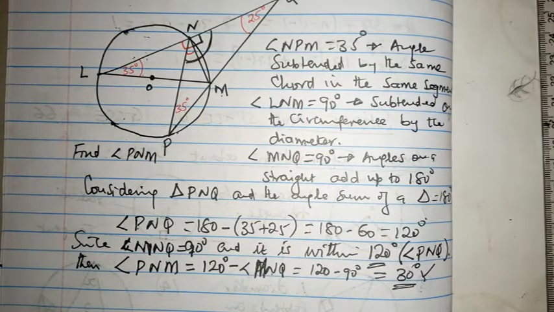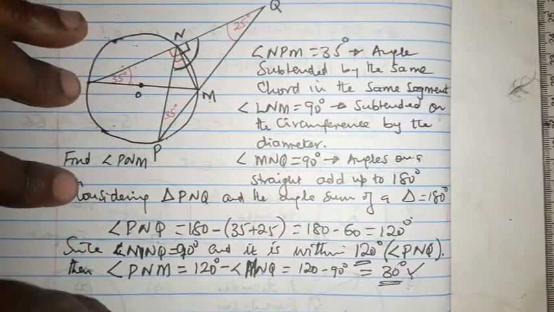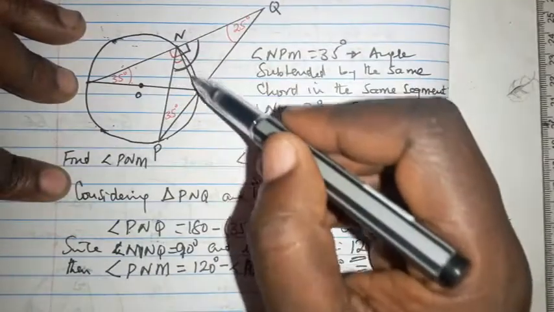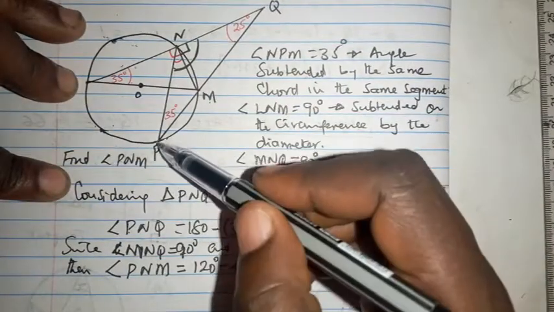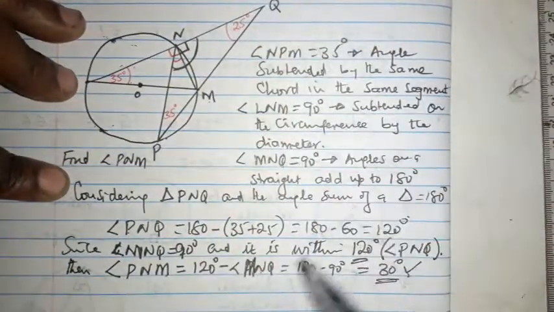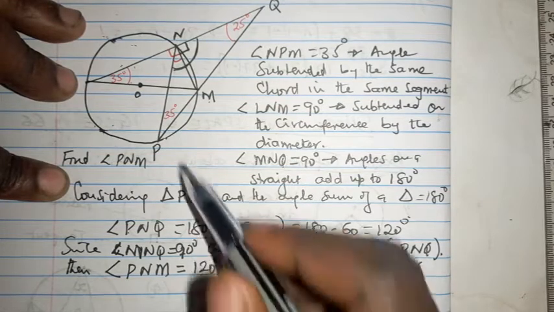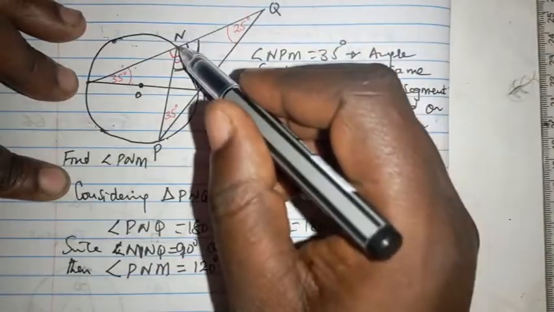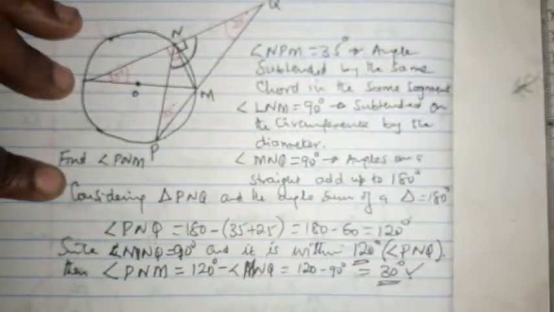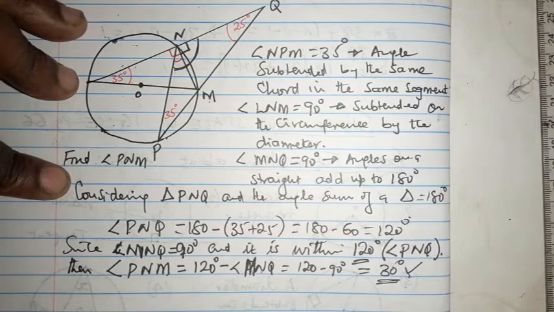And with that, just be keen, you may get confused here. And I repeat again, angle PNM is equal to angle PNQ, which is 120 degrees, minus angle MNQ, which is 90 degrees. So PNM is equal to 120 minus 90. And of course, we get 30 degrees.